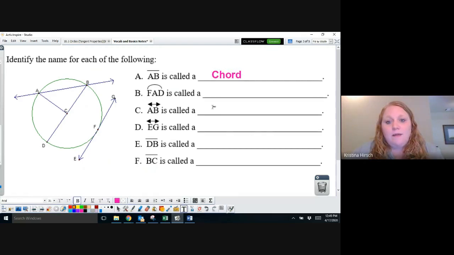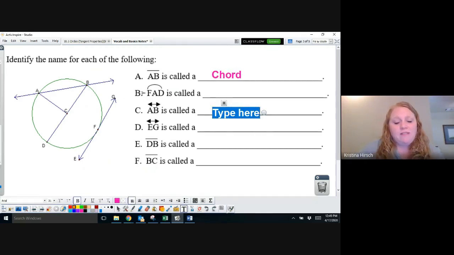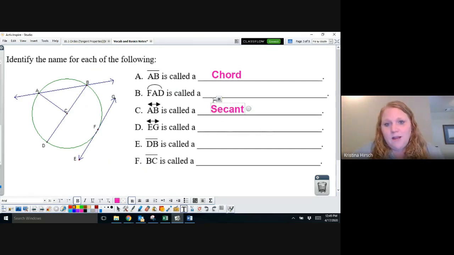Now, this one, because it's a line, which means it goes beyond the circle, is called a secant. All right. Now, EG, the line, is a tangent because it touches only at one point and it keeps going. So that is an example of a tangent. DB is a diameter. Now, technically, it's a chord as well, but the most specific name is diameter. BC only goes from the edge to the center, so that's a radius.